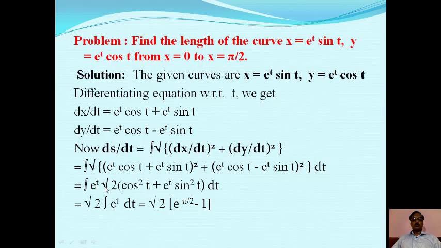e raised power t root of 2 times cos square t plus sin square t. E raised power t is taken common here, so we can omit this e raised power t. Root 2, limits from 0 to pi by 2, e raised power t dt is given as root 2 e raised power pi by 2 minus 1.